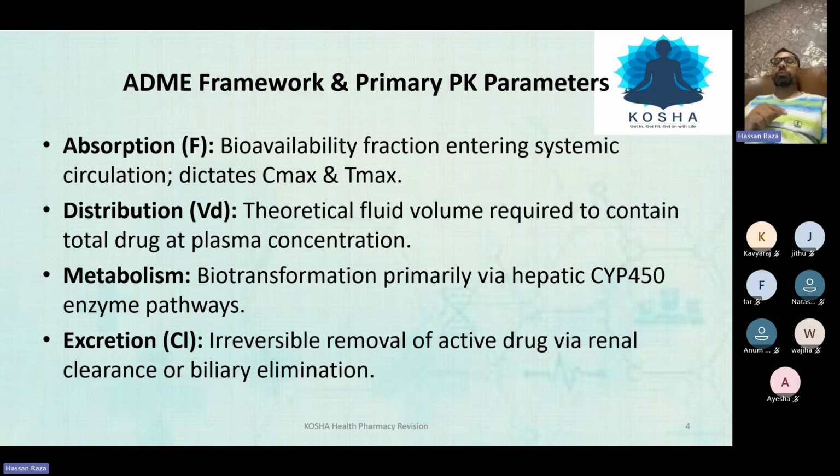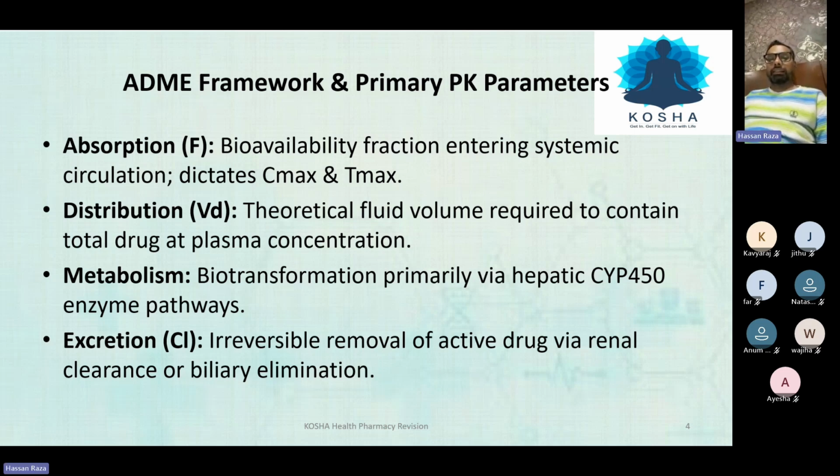And what is distribution? In the previous lecture, I told you distribution is how the drug distributes from blood to different compartments of the body. But in today's lecture, we will discuss more about volume of distribution, how we will calculate it, because volume of distribution is the main parameter which determines distribution.